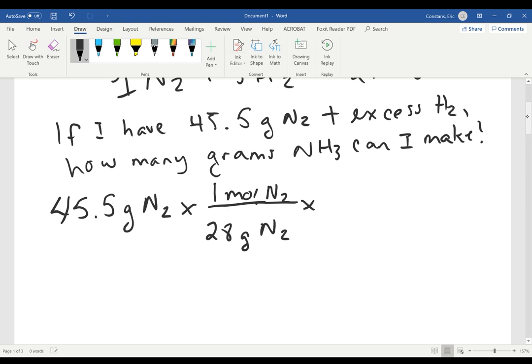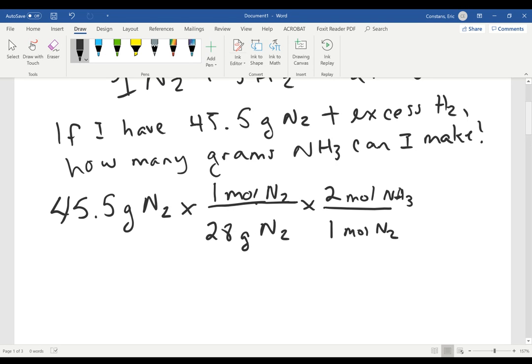The next step, we're going to be doing our mole ratio. So remember, we're going from nitrogen. So moles of nitrogen goes down here. And then to ammonia, so moles of ammonia goes on top. And going back to our original equation, we had a coefficient of 1 in front of the nitrogen and a coefficient of 2 in front of the ammonia.